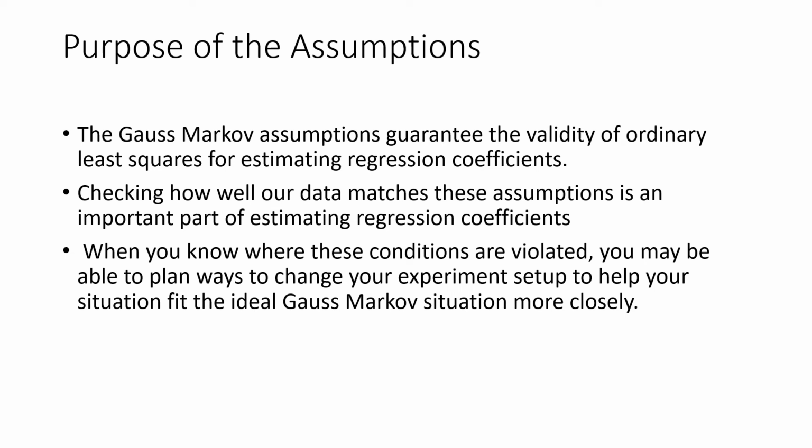These assumptions have a certain purpose. Gauss Markov assumptions guarantee the validity of OLS for estimating the regression coefficients. That means that you can go for OLS. Checking how well our data matches these assumptions is an important part of estimating regression coefficients. And when you know where these conditions are violated, you will be able to plan ways to change your experiment setup to fit the ideal Gauss Markov situation more closely. So from this, you might have got an idea that sticking to all the assumptions of the Gauss Markov theorem is very important to run the model correctly. Otherwise, if you are violating any of the assumptions, you are not running the model correctly.